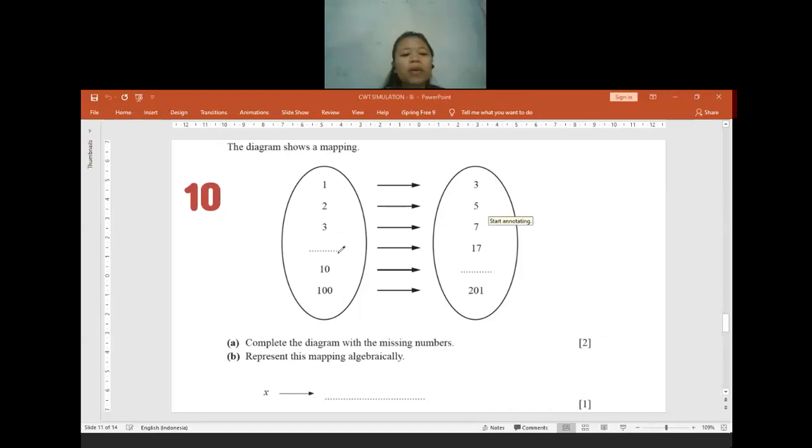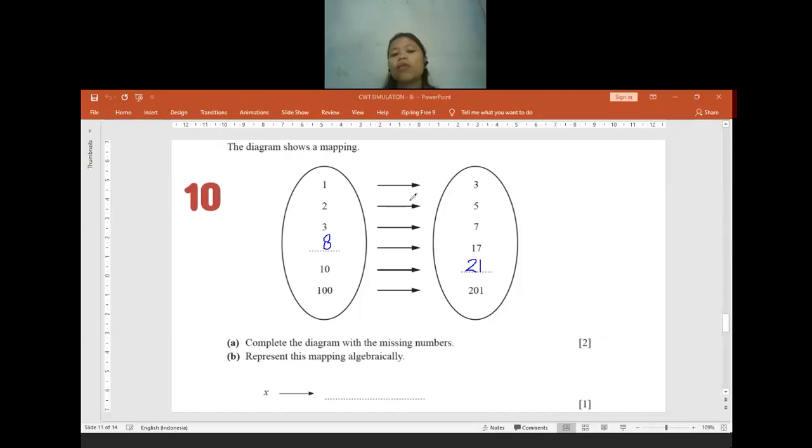The answer will be 8 and 21. Is there anyone who is confused about getting the 8 and 21? No, teacher. I'm only confused with B. Okay, 10B. Now if you are getting confused, you need to check from 1 into 3.